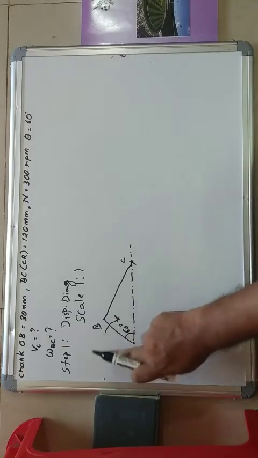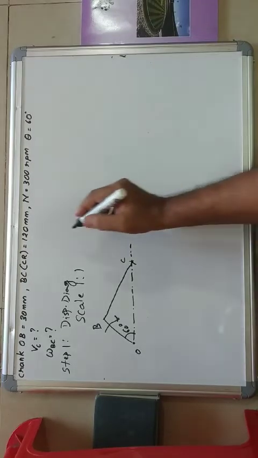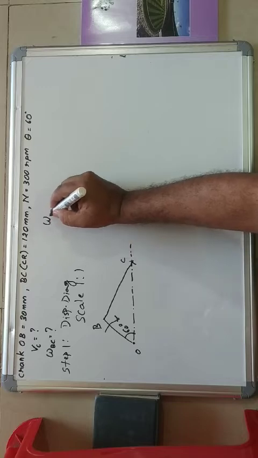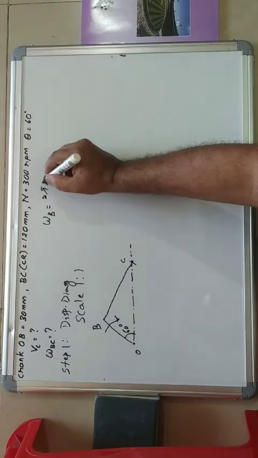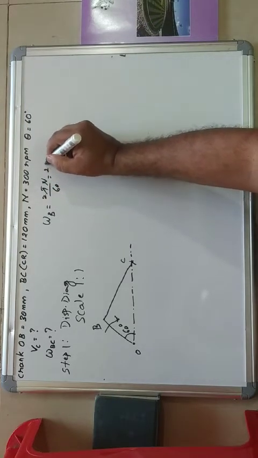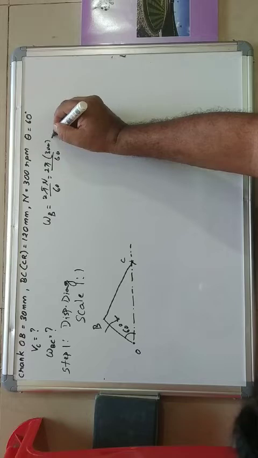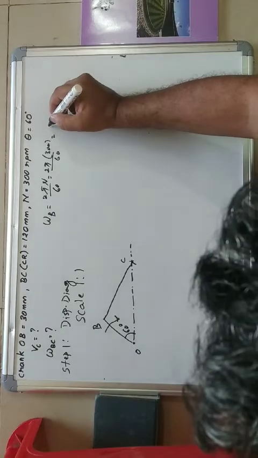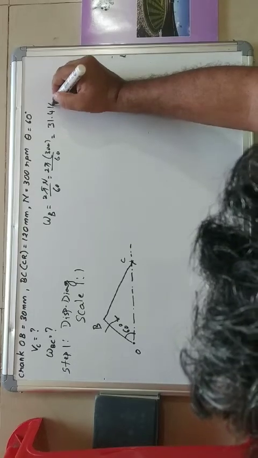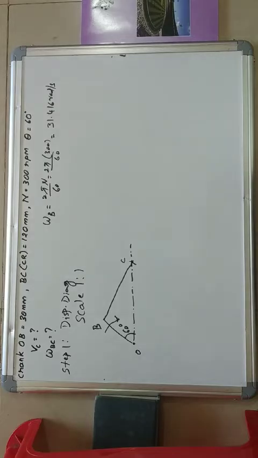The speed of the crank is given as 300 rpm. N is given as 300 rpm. Therefore, we try to calculate omega B, the angular velocity of the crank. Omega B is equal to 2 pi N by 60. That is 2 into pi into 300 rpm divided by 60. If you calculate, we get the angular velocity of the crank equal to 31.416 radians per second. So we have already got the angular velocity of the crank.